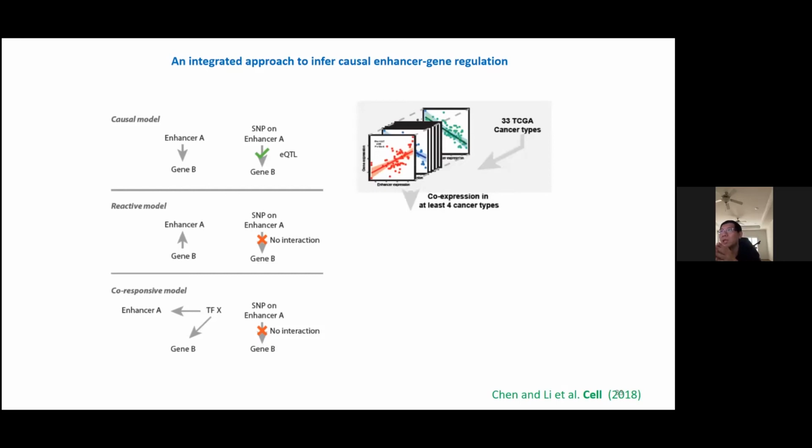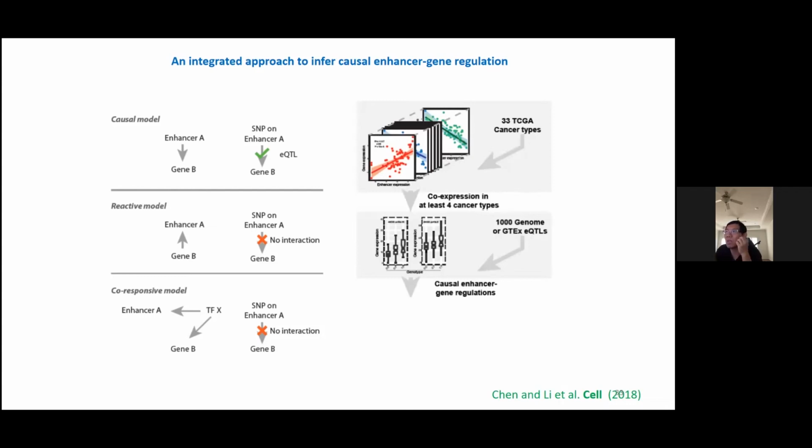So essentially what we did is we have 33 cancer types. We first identified those highly co-expressed enhancer and gene pairs. And then we further incorporate the eQTL signal from GTEx and 1000 Genomes. You can really see there's one SNP in the enhancer that really causes the gene expression level. So that's called enhancer gene regulation. And then we further use Hi-C 3D genome data to make sure that the proposed enhancer is physically close to the target gene. So that's really direct causal enhancer regulation rather than some secondary effect.